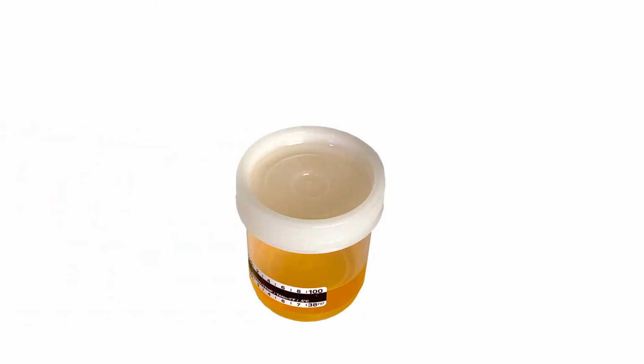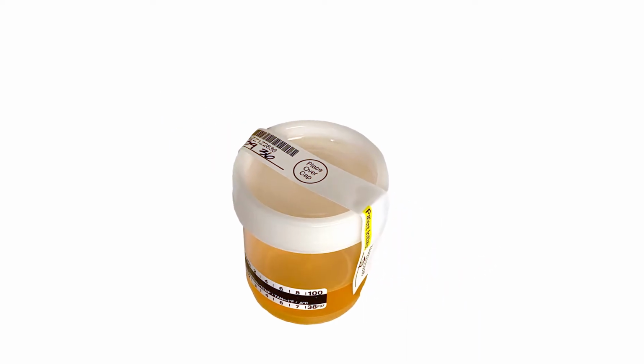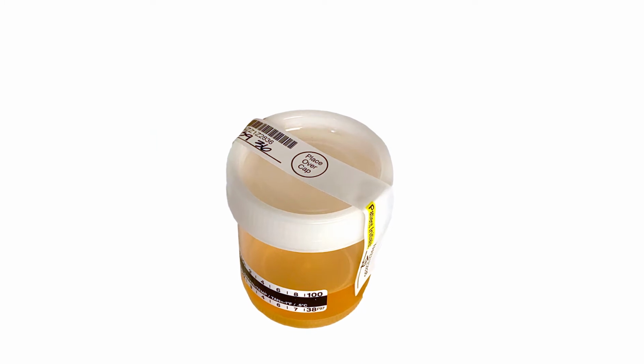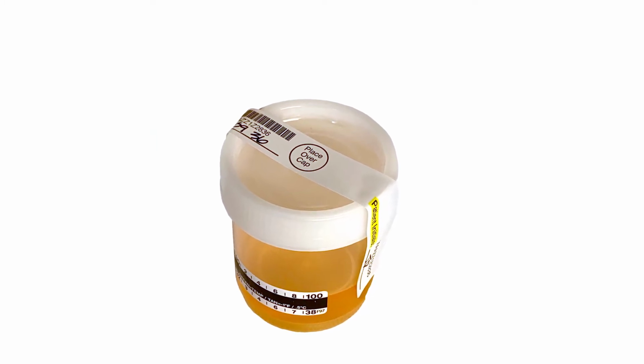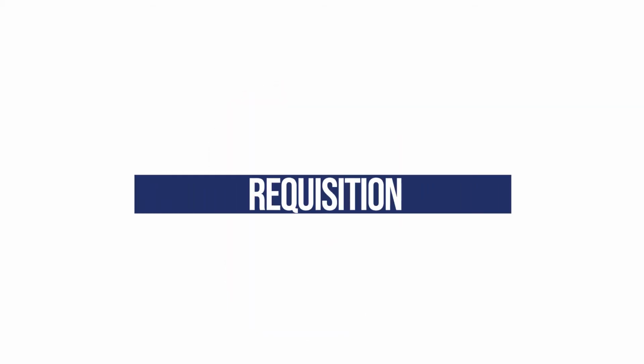Then, place the center of the label over the top of the cup and press down both sides to secure the label to the cup. If this label is not affixed, the specimen may not be processable. You are now ready to complete the requisition.